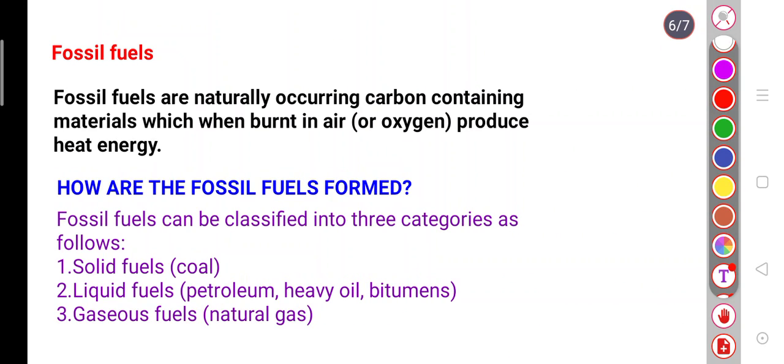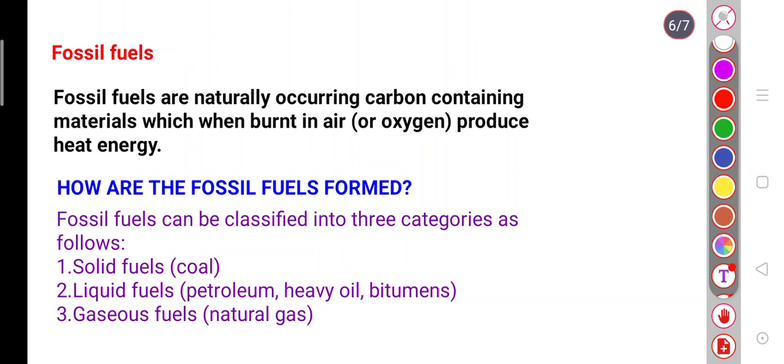Now, fossil fuels. We will first talk about the exhaustible natural resources, in which fossil fuel goes. In fossil fuels, there are coal, petroleum, heavy oil, bitumen, and natural gas. So first we have to learn what fossil fuels are. Fossil fuels are naturally occurring carbon-containing materials which, when burnt in air or oxygen, produce heat energy. These are natural resources that are also non-renewable, and they contain carbon materials. When we burn them in air or oxygen, they produce heat energy.